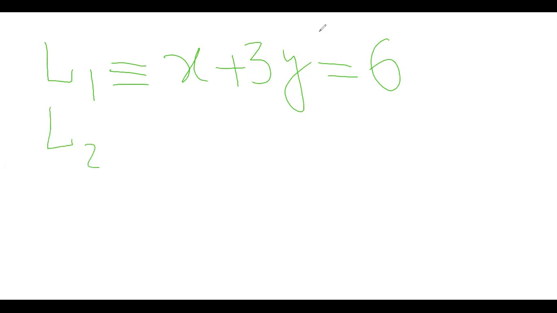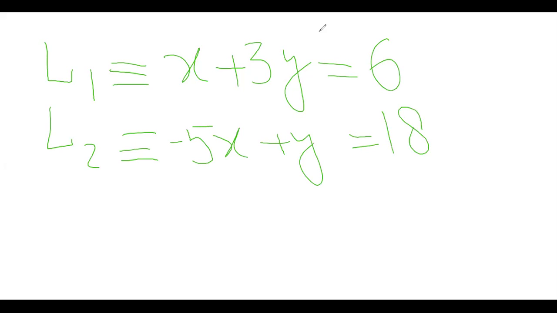This is the first line, L1. Its equation is x plus 3y equals 6, is it? Okay. The next one is the second line, L2. That line is minus 5x plus y, and this is equal to 18. So both the lines are given.